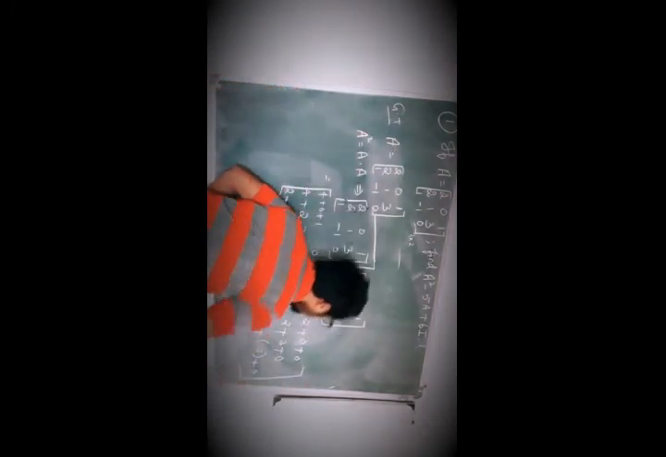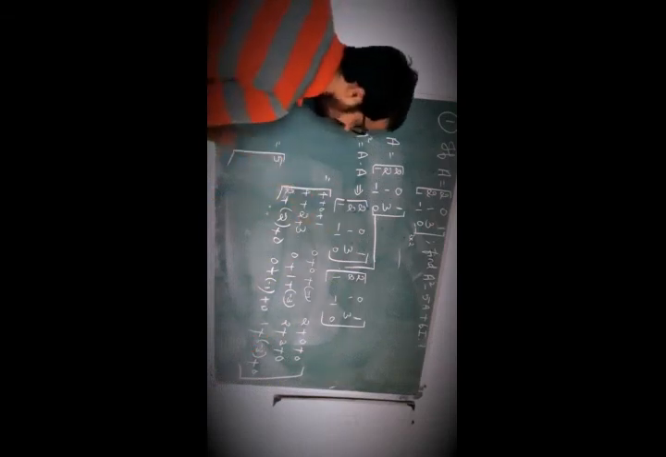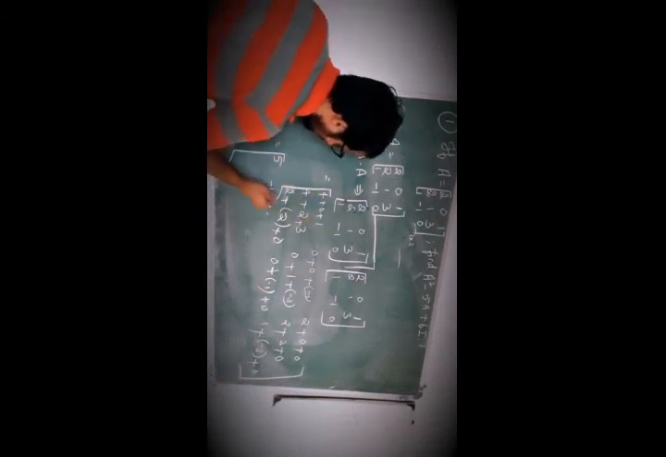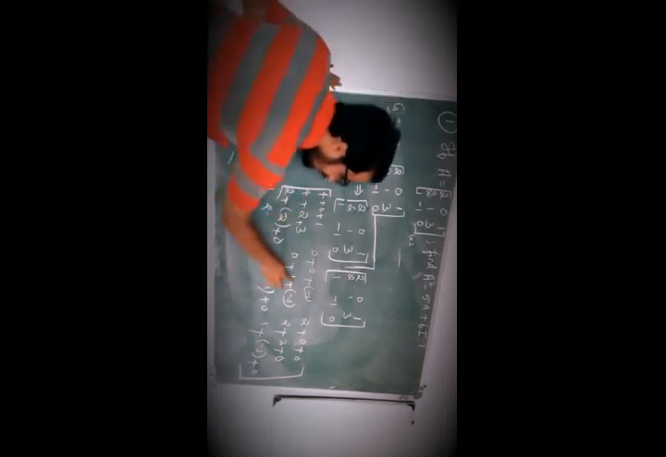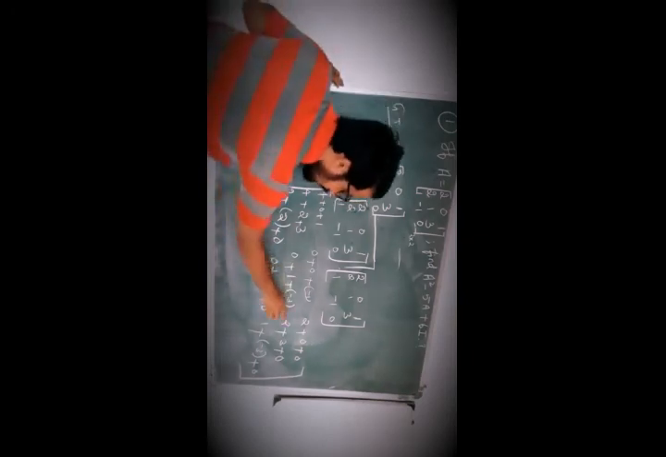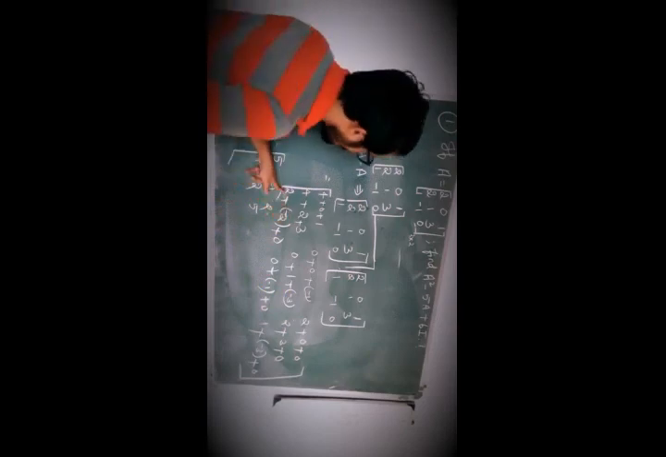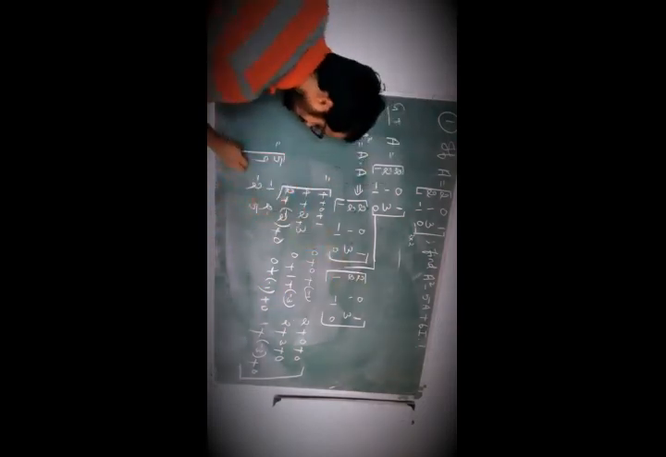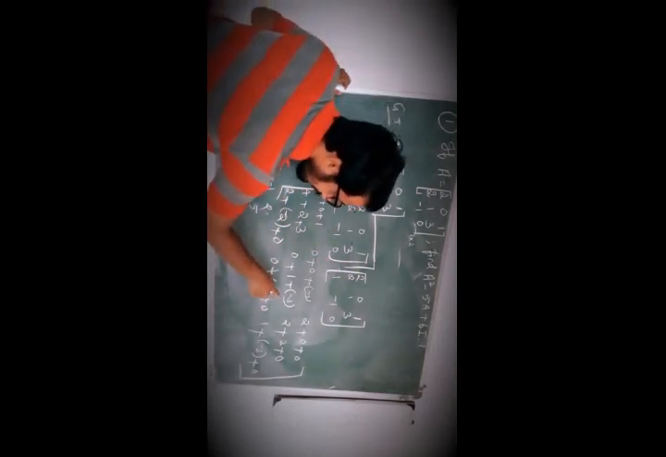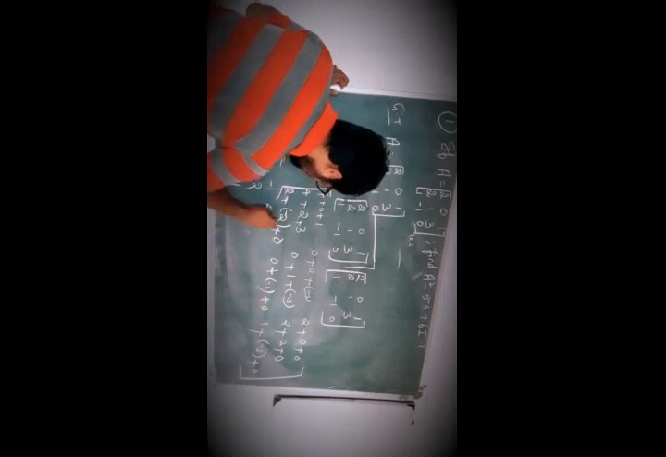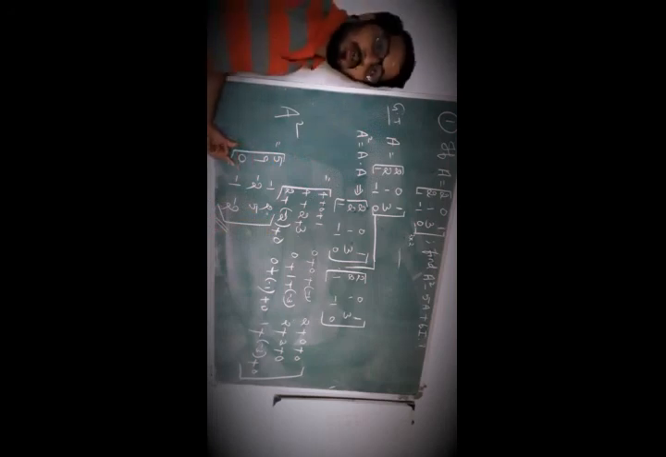This is the required matrix of A square. What is A square? 4 plus 1 is 5, 0 minus 1 is minus 1, so that is minus 1, 2. This one: 4 plus 2 is 6, 6 plus 3 is 9, 1 minus 3 is minus 2. 2 plus 3 is 5, 2 plus minus 2 is 0, 2 minus 2 is 0, minus 1 minus 1 is minus 2, 1 minus 3 is minus 2. This is the required matrix of A square.